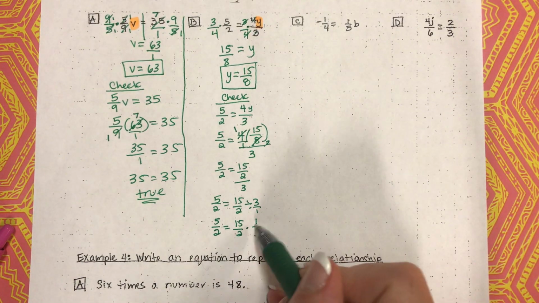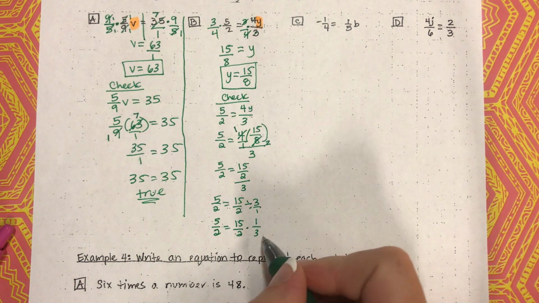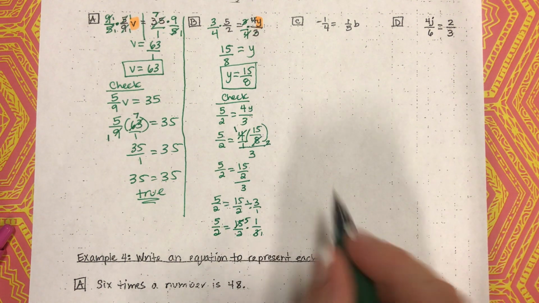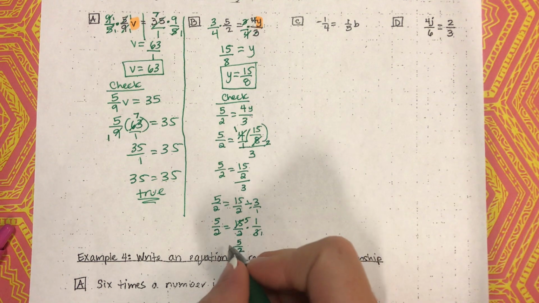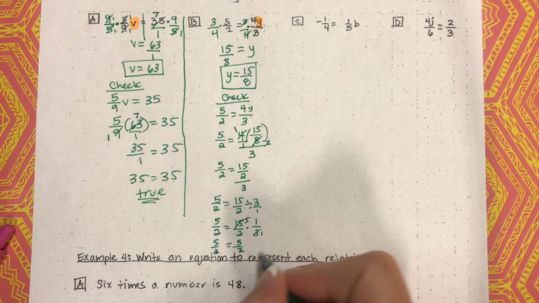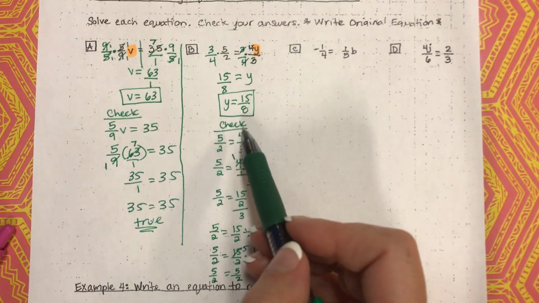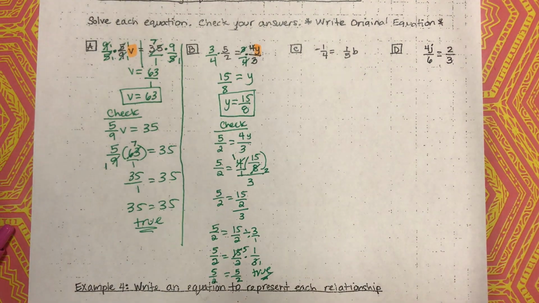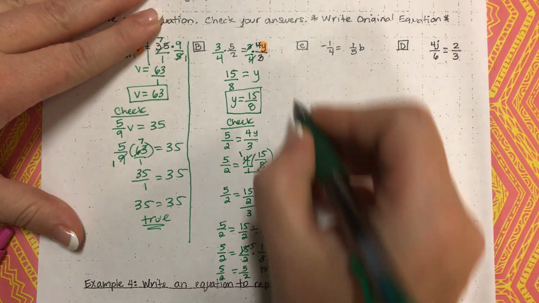We look to cross cancel. Can't do anything with the 1 and the 2, but what about the 15 and the 3? Is there any number that goes into both of those? Yeah, 3. 3 goes into 3 one time. 3 goes into 15 5 times. And then we multiply across. We get 5 times 1, which is 5, over 2 times 1, which is 2, equals 5 over 2. So that's a true statement. 5 over 2 is equal to 5 over 2. It's a true statement, which means our solution up here, y equals 15 over 8, is the solution to that equation. Whew, that was a lot of work. All right. So that's how I'd want you to do that check.